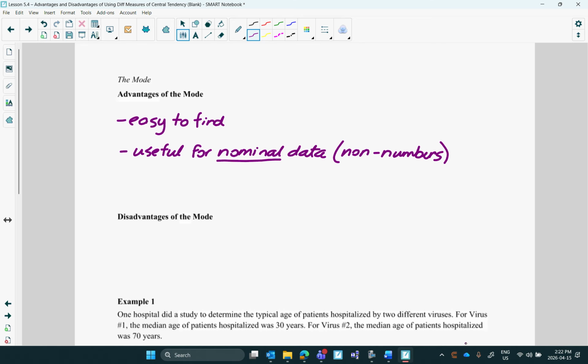So it'd be words. So things like baby names. You can't use the mean and median to find the typical baby name, but you can use the mode. It's the one that most people use. Okay? Election votes. You count the names. The one with the most names wins. Okay? So that's where the mode is a little better.